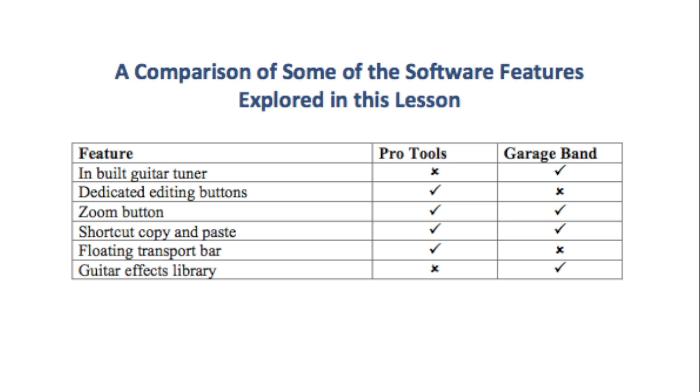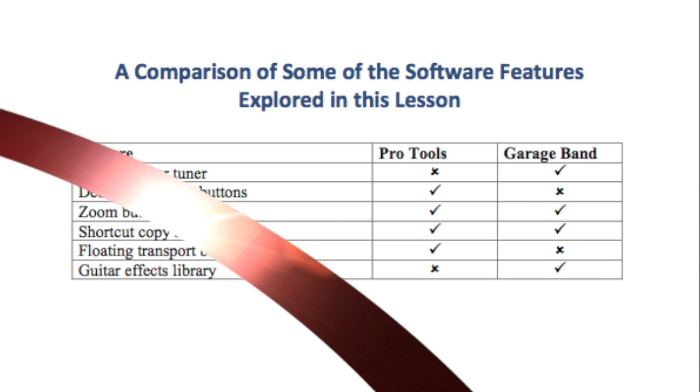Both programs have a zoom button, which enables you to see detail on the screen. Both programs use the shortcut copy and paste keys Command C for copy and Command V for paste. Only Pro Tools has a floating transport bar, which can be removed if needed. The transport bar in GarageBand is fixed. GarageBand is the only program that has the guitar effects library. This library enables you to choose different amp sounds and different guitar sounds, and there are almost over 100 to choose from.